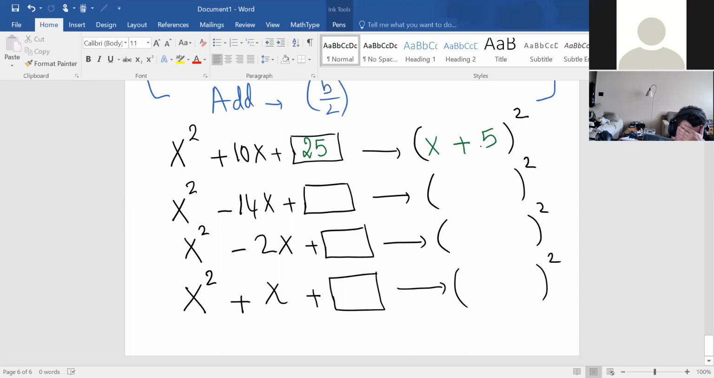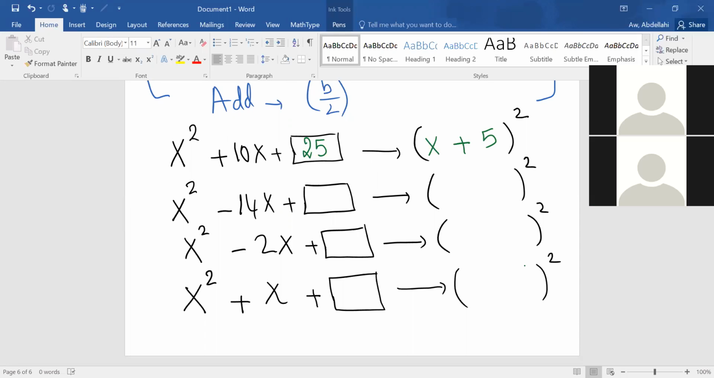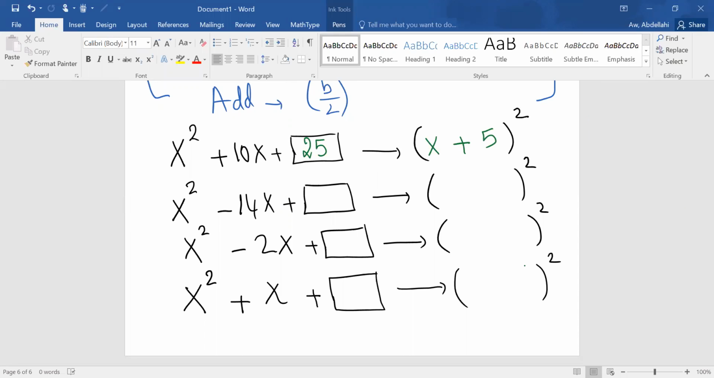What is the missing second number? Negative 7, negative 7 squared, which is how much? Positive 49, right? And then what square we get on the right side? x minus 7, whole square, right?